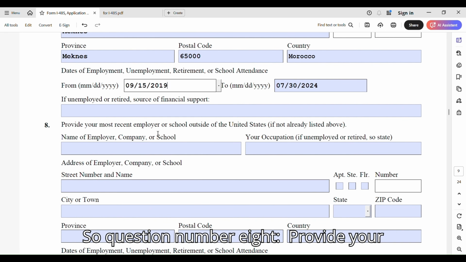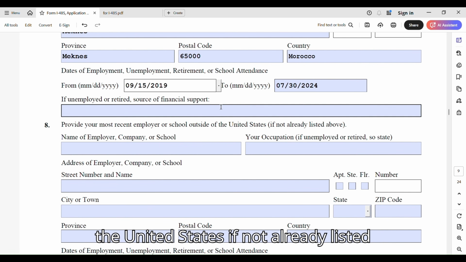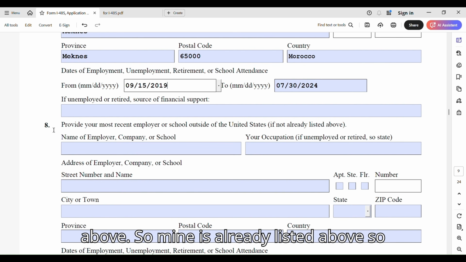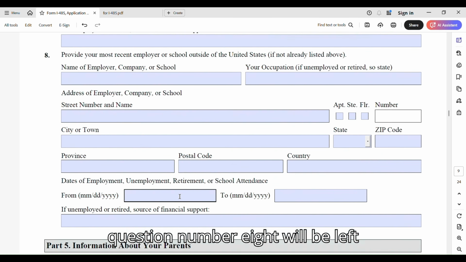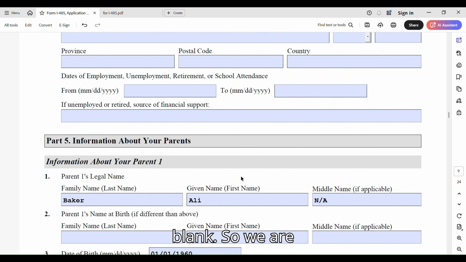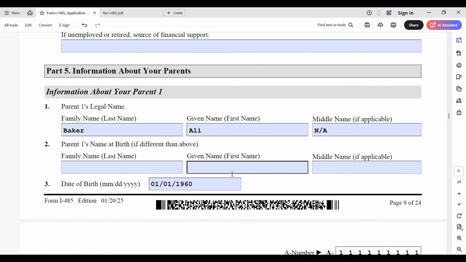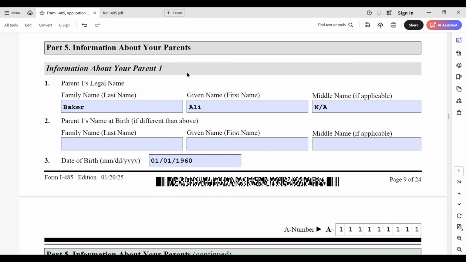So question number 8, provide your most recent employer or school outside the United States if not already listed above. So mine is already listed above, so question number 8 will be left blank. So we are going to go to part 5. Part 5 is information about your parents.